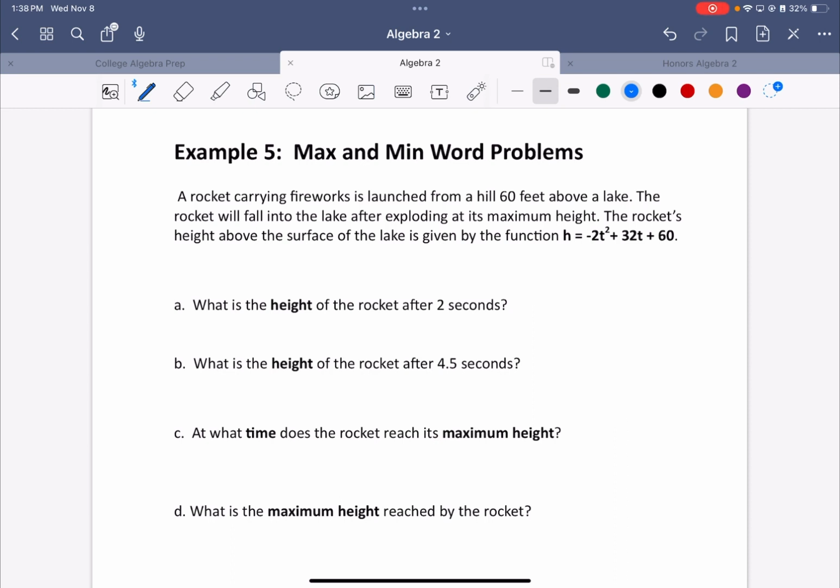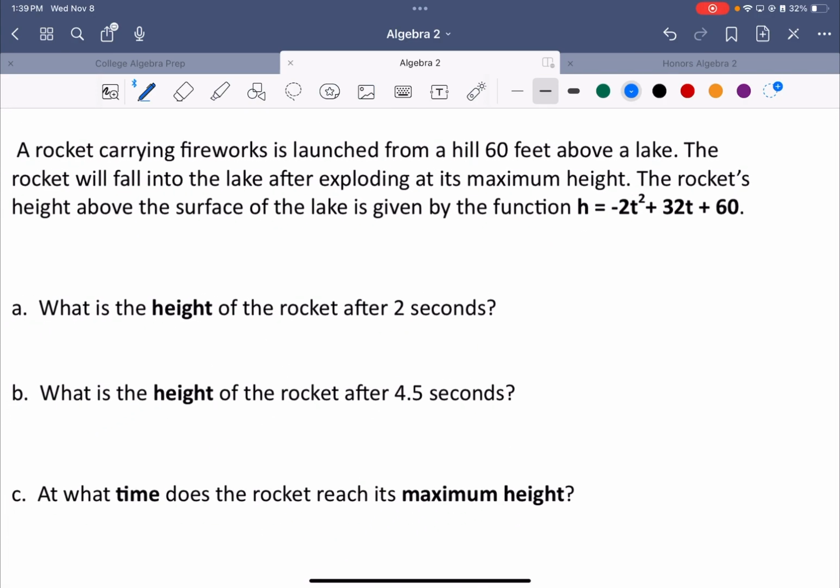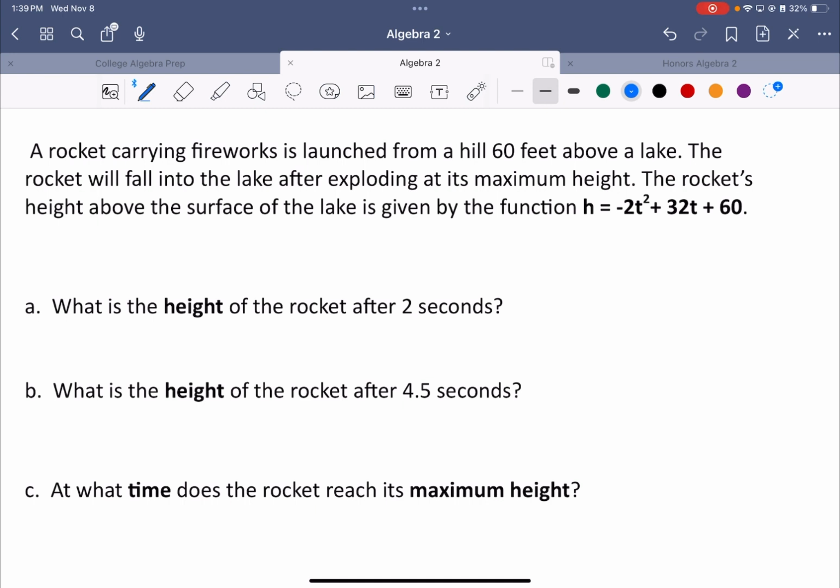So word problems means we read through them and then we figure out what we know. It says a rocket carrying fireworks is launched from a hill 60 feet above the lake. The rocket will fall into the lake after exploding at its maximum height. The rocket's height above the surface of the lake is given by the function h of t is equal to negative 2t squared, so there's our equation, plus 32t plus 60.